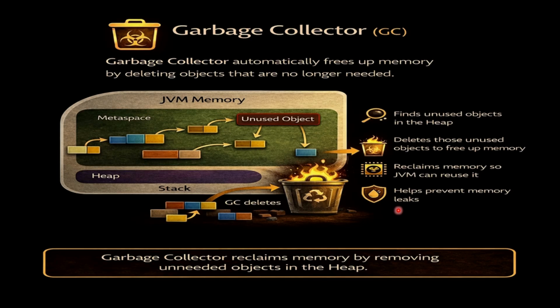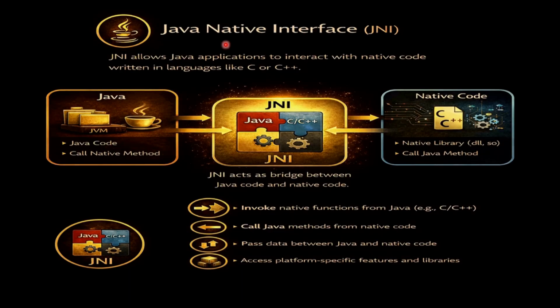Now let's move to the next topic. Let's see Java Native Interface now. So JNI allows Java applications to interact with native code written in languages like C or C++. JNI acts as a bridge between Java code and native code. So what are the features of JNI? It invokes native functions from Java, for example C or C++. It calls Java methods from native code. It passes data between Java code and native code. It accesses platform specific features and libraries. So that's all about JNI.